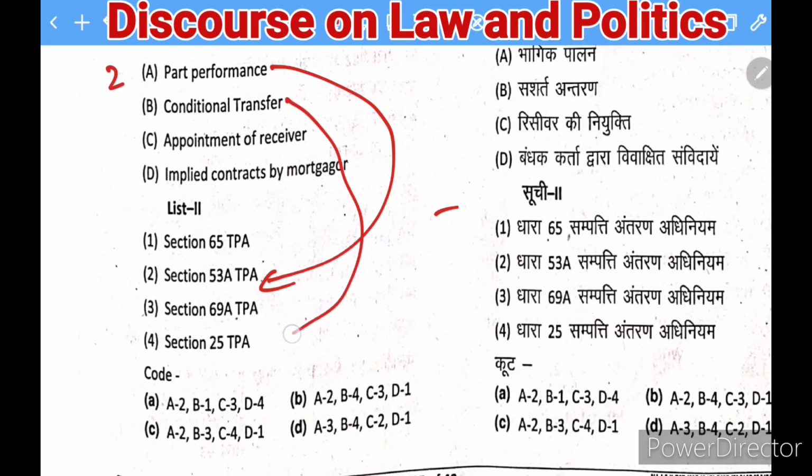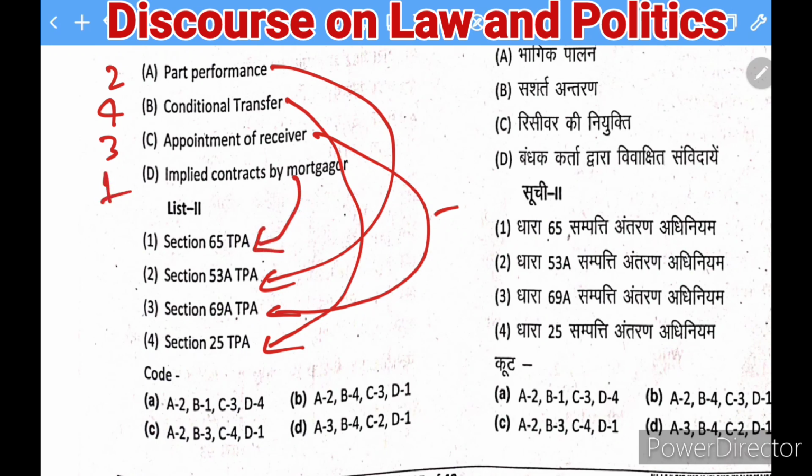Conditional transfer is in section 25 of the TPA. Just write here 4. Appointment of the receiver, it is 69A of the TPA. So write here 3. Implied contract by the mortgagor, it is section 65 of the TPA. So just write 1. So the correct code which you can find here is 2431. So let's see where it is there.